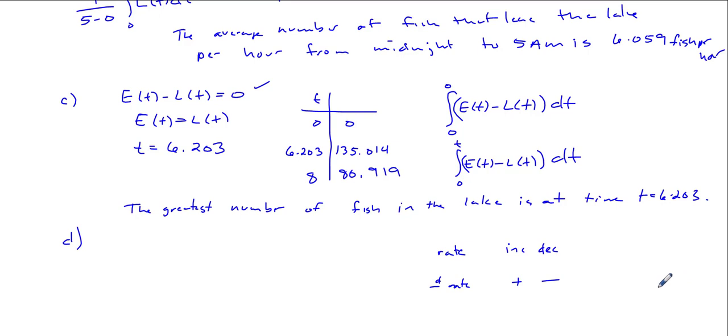So they want to know, is it increasing or decreasing at 5 a.m.? That means we got to find out what is E prime of 5, and then what else? Minus L prime of 5, and that's a Math 8 problem. That'd be the derivative of y1 at x equals 5 minus the derivative of y2 at x equals 5. And let's see what that answer is.